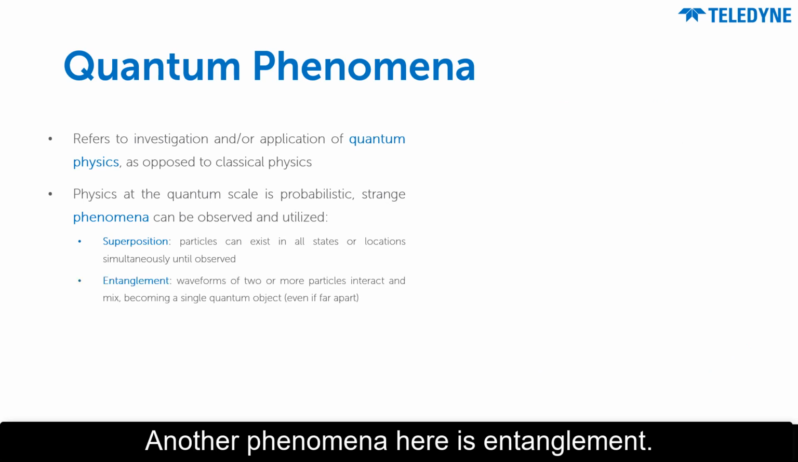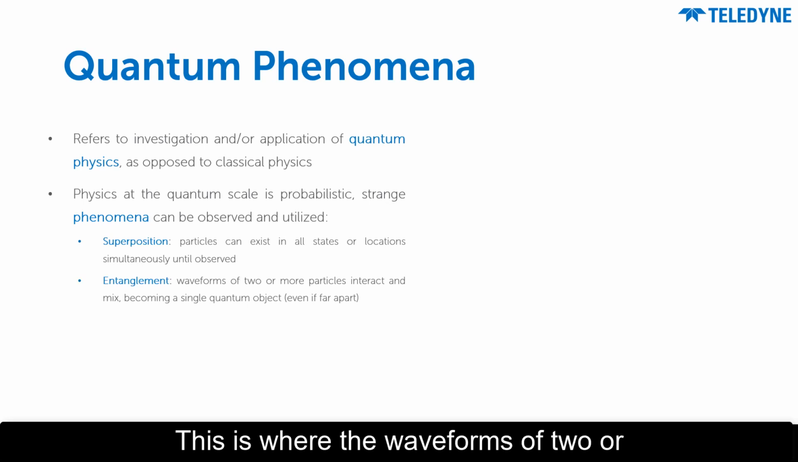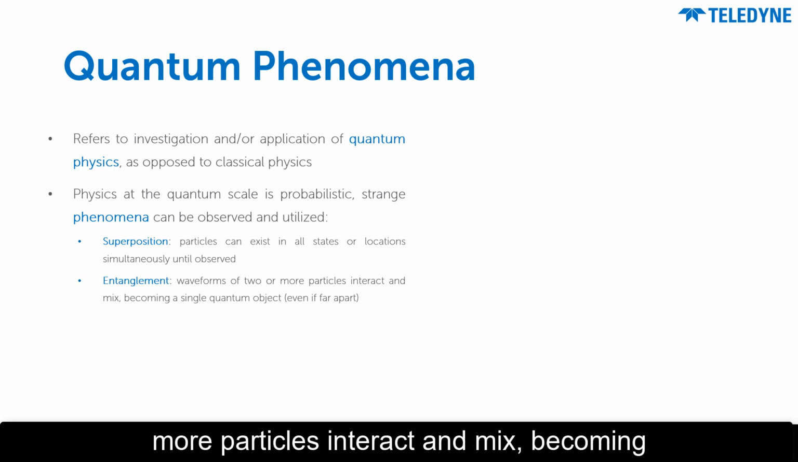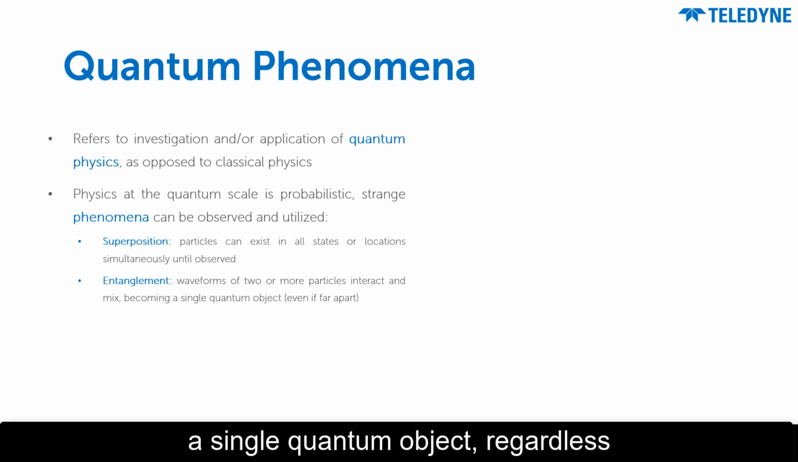Another phenomena here is entanglement. This is where the waveforms of two or more particles interact and mix, becoming a single quantum object, regardless of their physical distance apart.